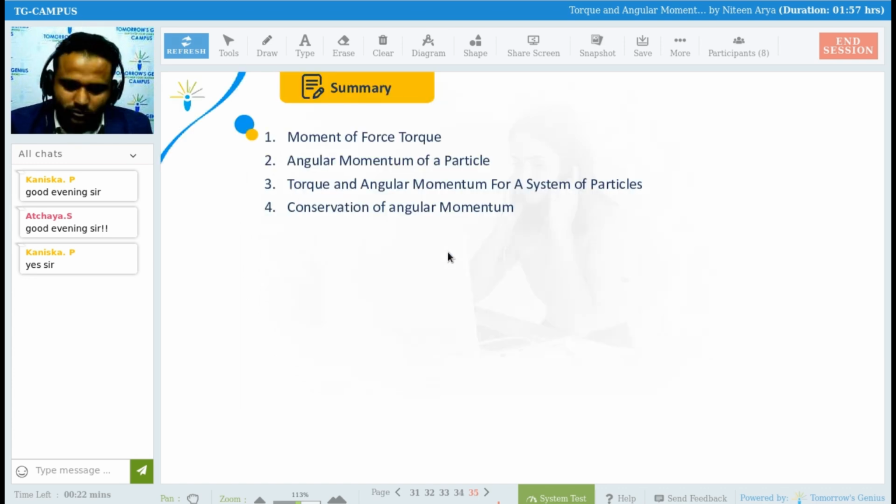Okay, so in this way we finish this particular lecture today. In today's lecture, what we did: moment of force, torque in detail, angular momentum of a particle in detail, torque and angular momentum of a system of particles also, and then conservation of angular momentum.